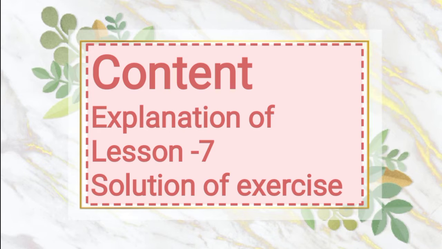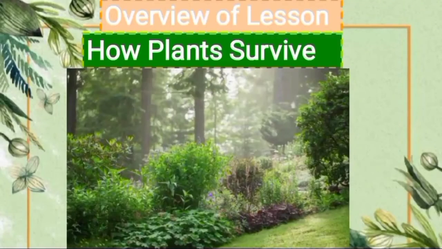Today we will understand Lesson 7 and will solve the exercise of Lesson 7. How plants survive. As you know, plants growing in different regions differ from one another. So, the place where a plant naturally lives and grows is called its habitat. For example, a desert is a habitat for cactus.